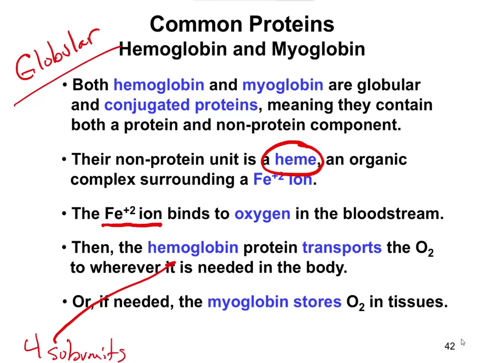And that allows it to have that pH sensitivity I just talked about. Myoglobin only has 1 subunit. Because of those differences in the quaternary structure between myoglobin and hemoglobin, hemoglobin can work as a transporter, whereas myoglobin works more as just a storage unit of oxygen.